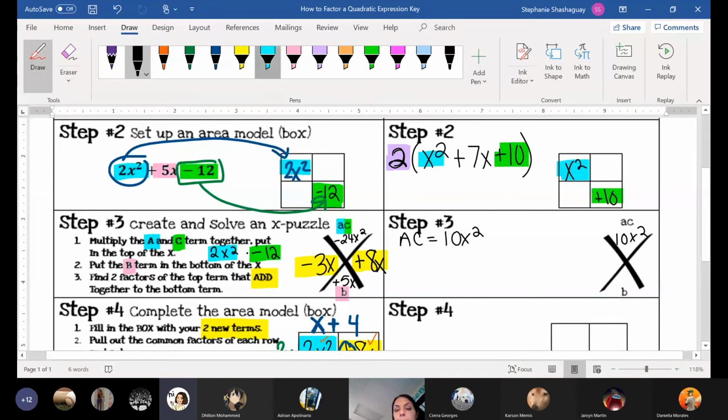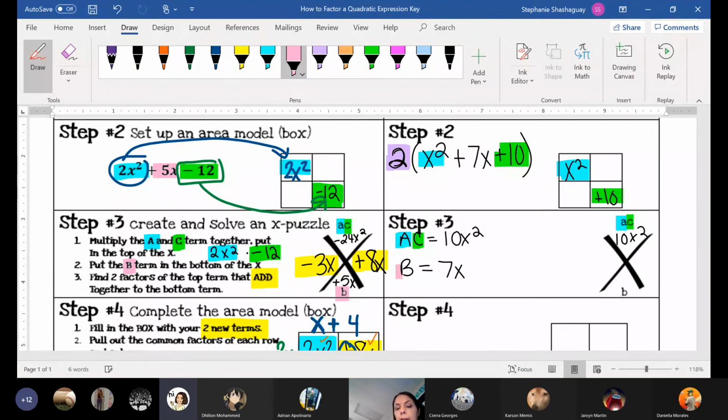All right, our a times c is what we filled in here. And our b term is going to be equal to 7x this time. So we're going to fill in our b term in the bottom of our x. And now we need to determine what numbers multiply together to give us 10 and add up to give us 7.